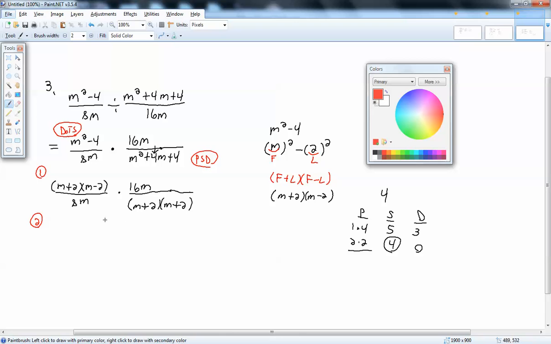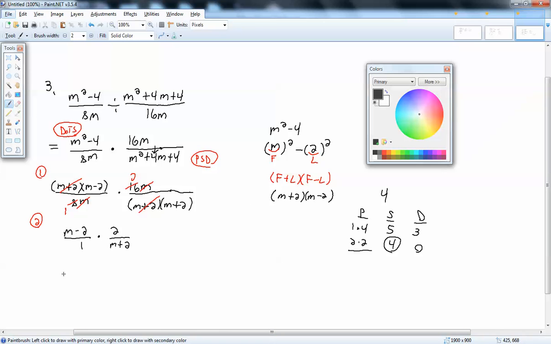Okay, step 2, cancel if possible. The only guideline is one's on top, one's on the bottom, they're the same. Here's an m plus 2, here's an m plus 2. Now here's an m and here's an m, so those are going to cancel. And numbers we handle like we always have. 16 and 8 are both divisible by 8. 16 divided by 8 is 2. 8 divided by 8 is 1. So let me write down what I have left. I have m minus 2 over 1 times 2 over m plus 2.